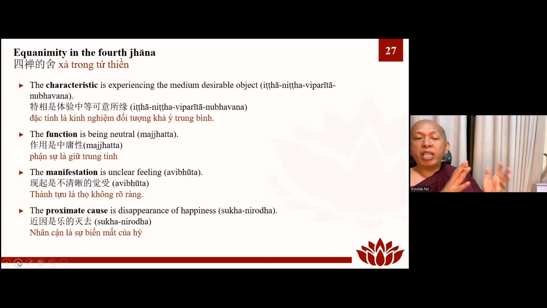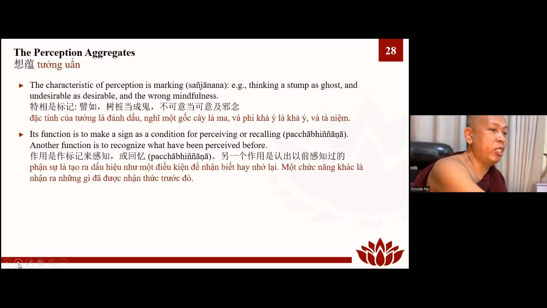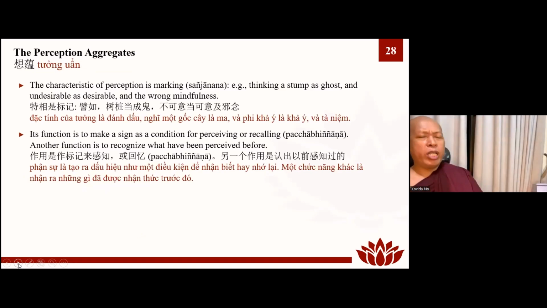So there are many other types of equanimities. We have already mentioned all these things in the samatha practice. So now we should move to the perception aggregate. It will be the last topic today. So, the perception aggregate. Here I have to introduce the meaning of perception. As we know the English word perceive, you may perceive something. That means marking it in our minds. That's why here, the characteristic of perception is marking.